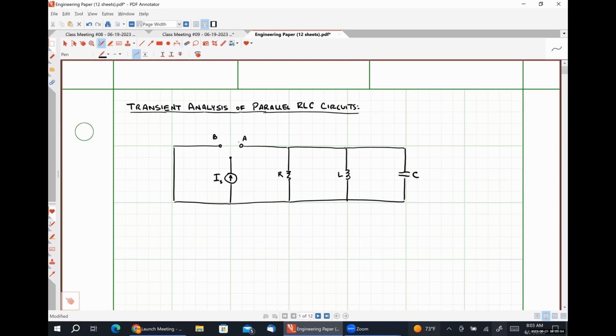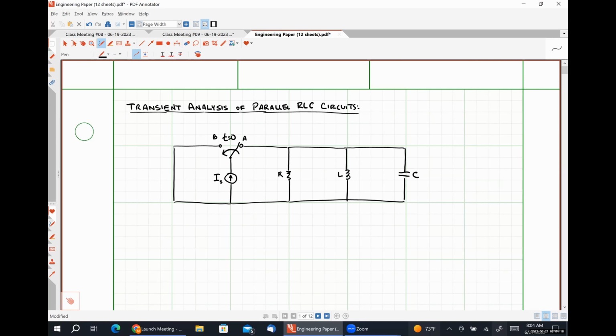terminal B. Our switch is closed at position A until t is equal to 0, at which point our switch changes to being closed at position B, effectively disconnecting our current source IS from that parallel RLC network.